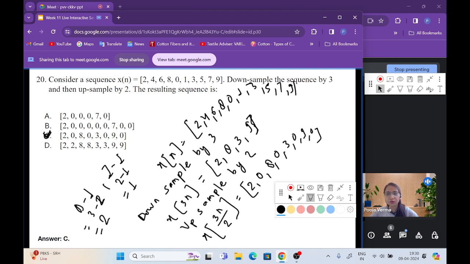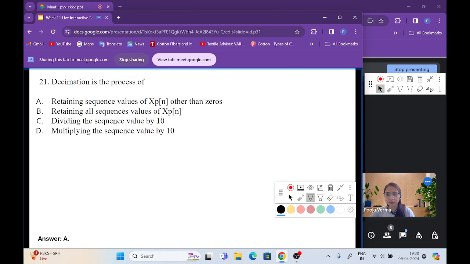Okay, so moving to the next question. The question is: decimation is the process of, option A, retaining sequence values of x[n] other than zeros; retaining all sequence values of x[n]; dividing the sequence value by 10; or multiplying sequence value by 10. They have asked only for decimation is the process of. What is the process of decimation?